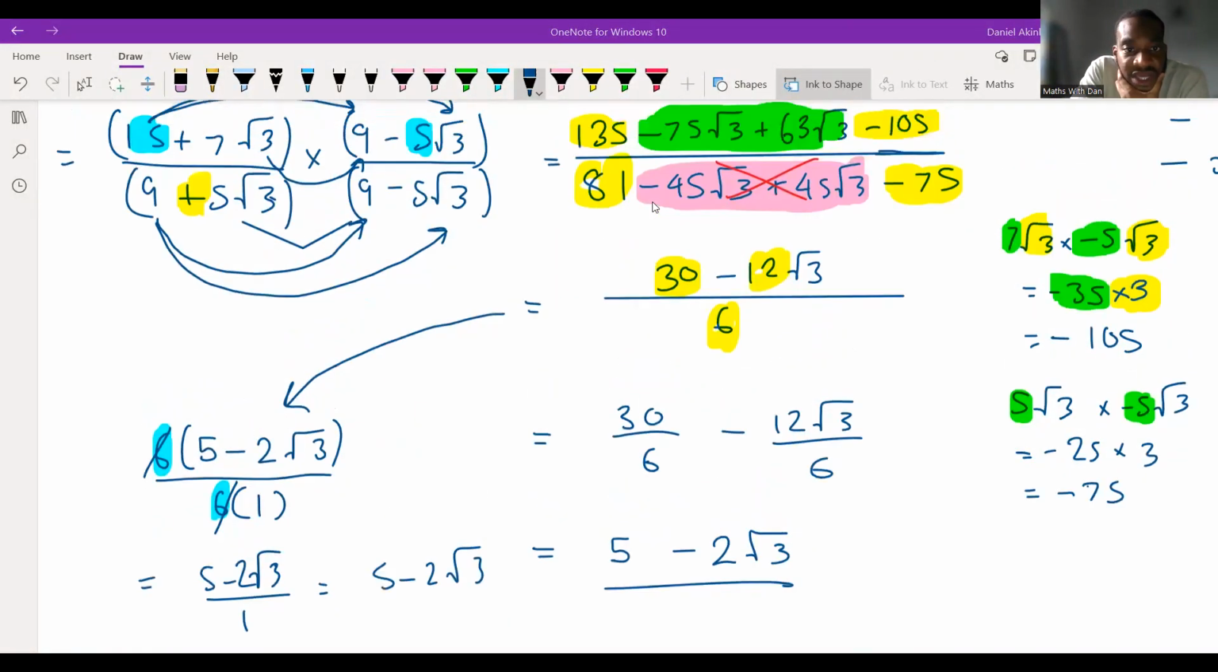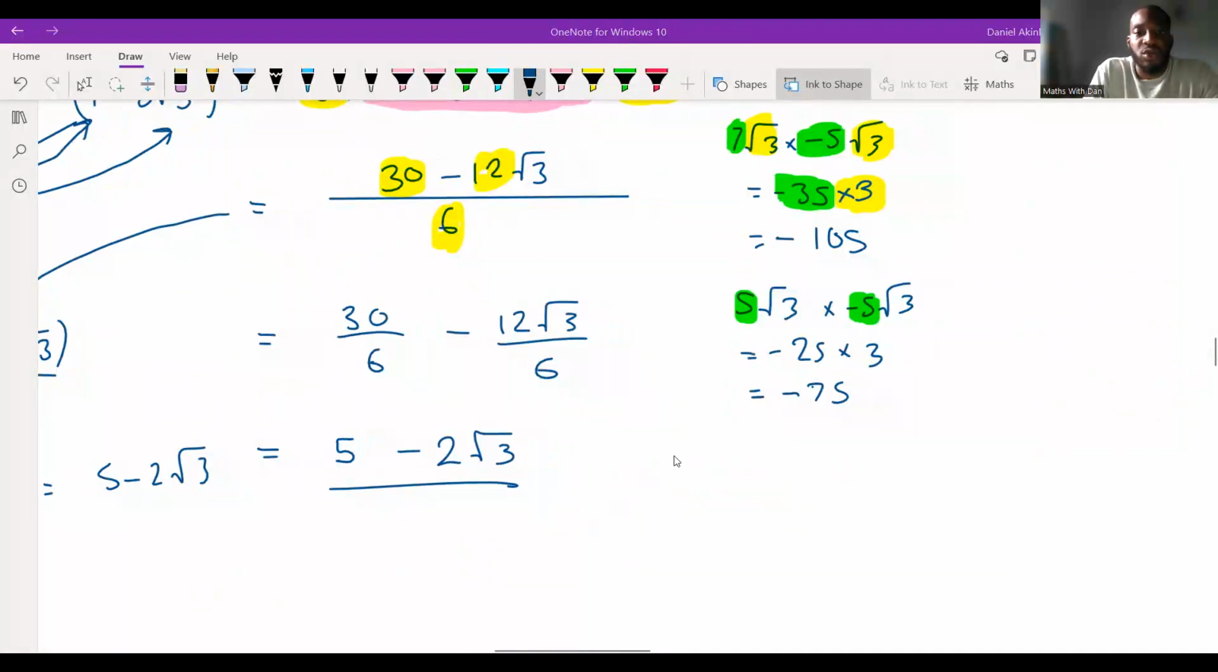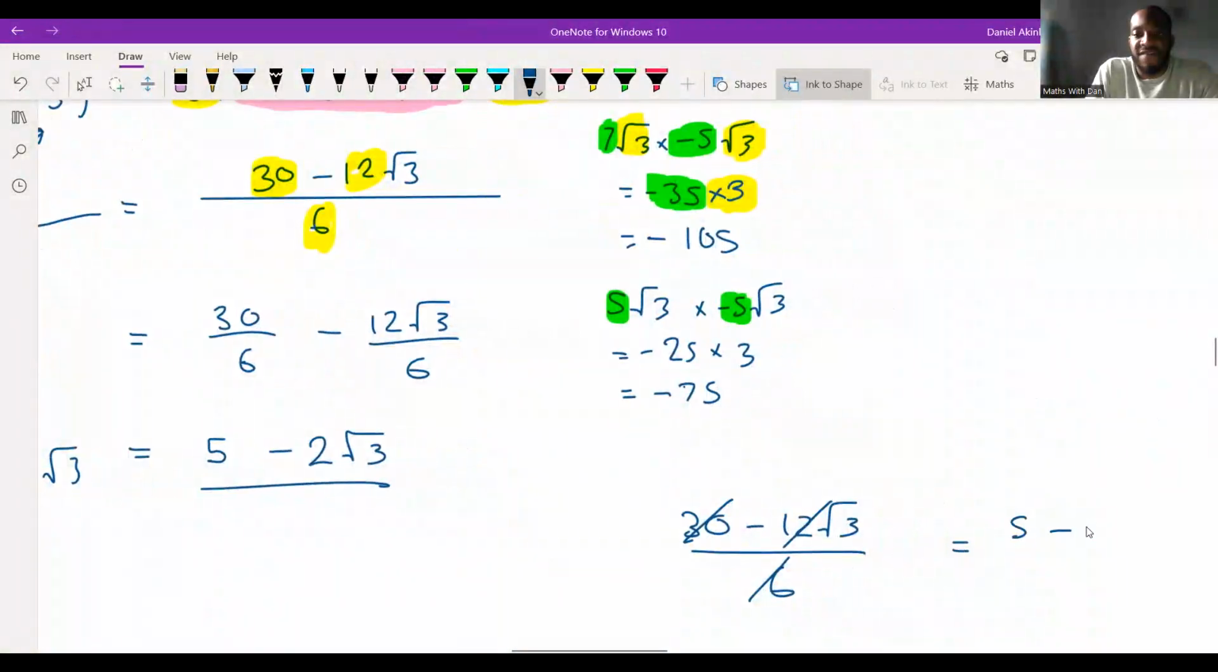Can you not just straight divide by 6? You can. Fiona asked a good question: can you not just straight divide by 6? You can, but the reason why I say not to do that sometimes, so for example, we've got this here. You could definitely divide every single term by 6 to give us 5 minus 2 root 3 over 1.